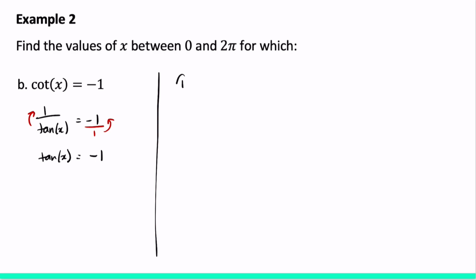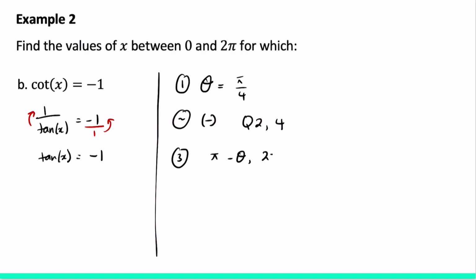Again, I can consider all of the steps that I did before. So tan of what gives me 1? Again, ignore the negative. Tan of what gives me 1? That will be pi on 4. That's my base angle. Then, which quadrant is this going to occur in? So we're working with negative. Tan is negative in quadrant 2 and quadrant 4. What are the formulas for these? That's pi minus theta and 2 pi minus theta. And then all I need to do is substitute in my base angle to be able to find those specific angles. So I end up with 3 pi on 4 and 7 pi on 4.